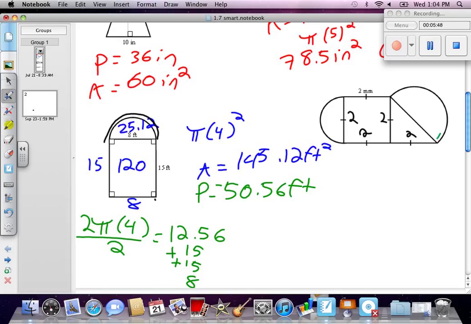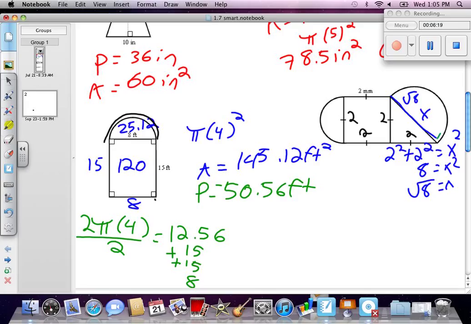The first thing I think of is, you know what I need to know? This line right here. How am I going to find it? Pythagorean theorem, thank you. 2 squared plus 2 squared equals, we'll call it x squared. 2 squared is 4. 4 plus 4 is 8. So we're just going to say it's the square root of 8.